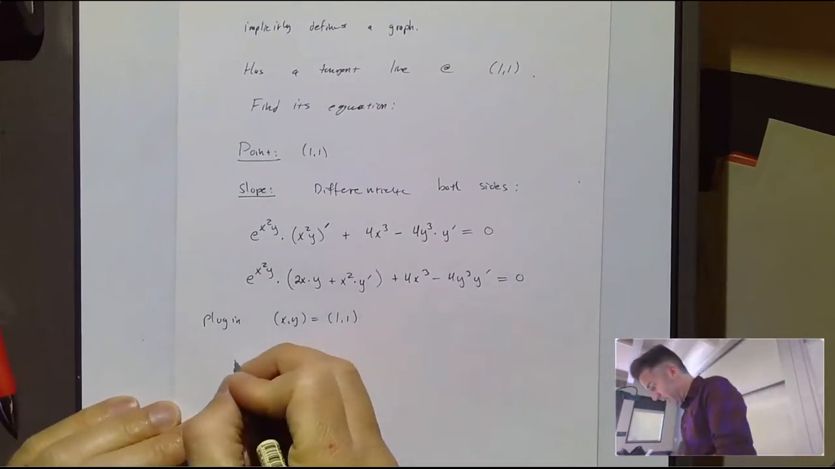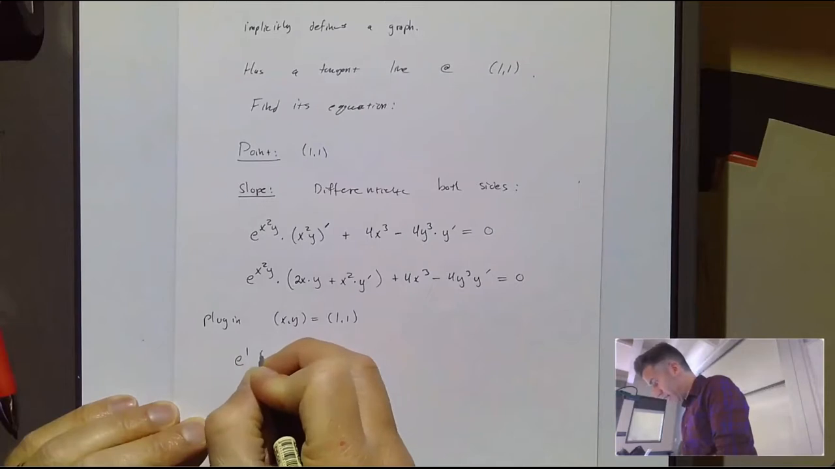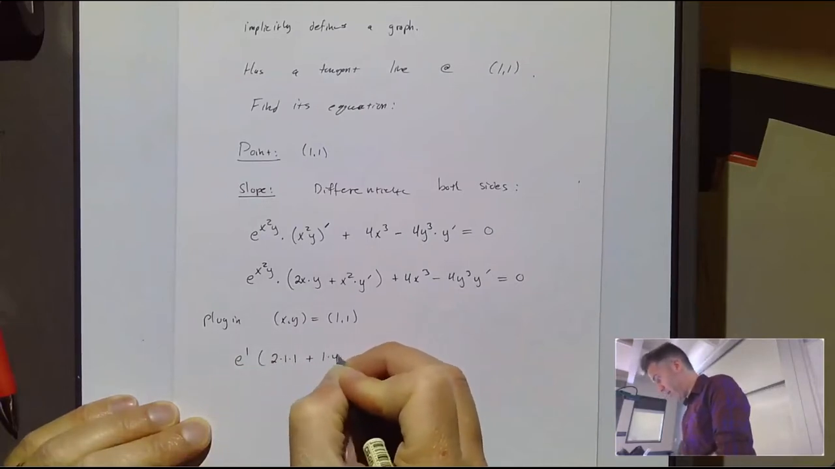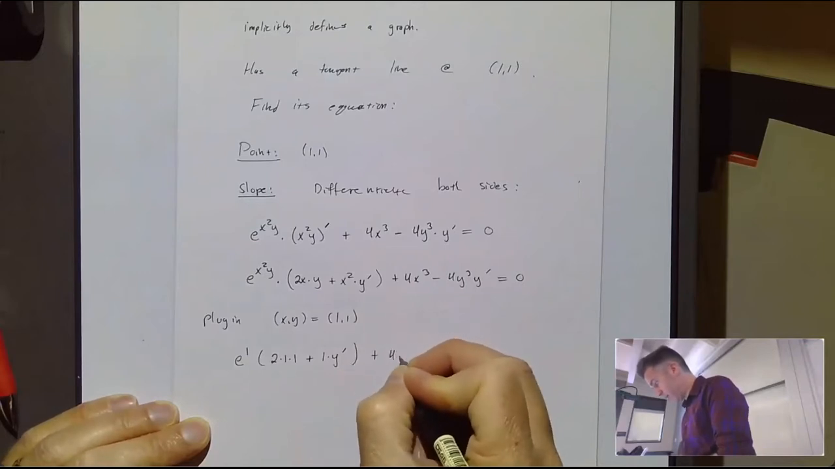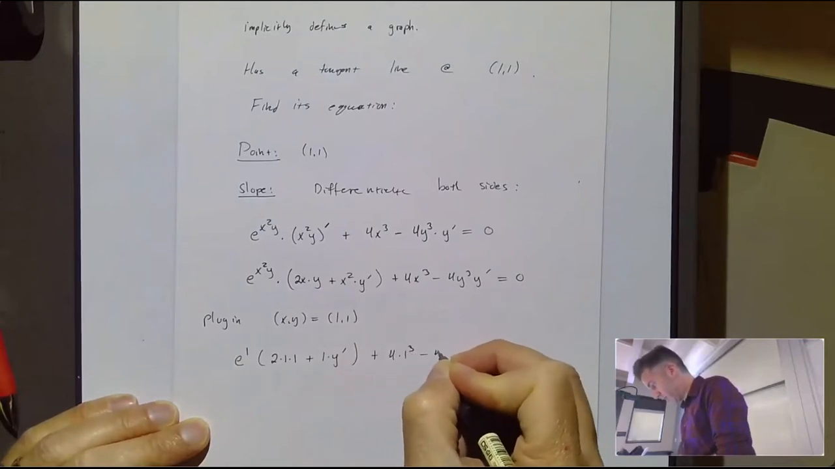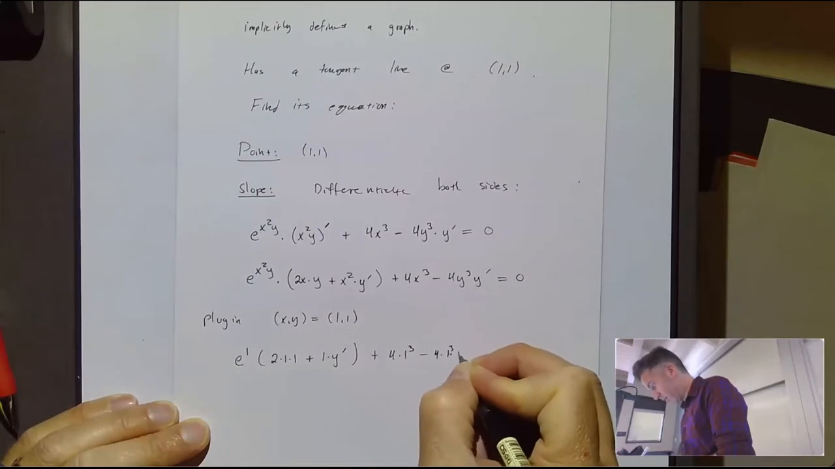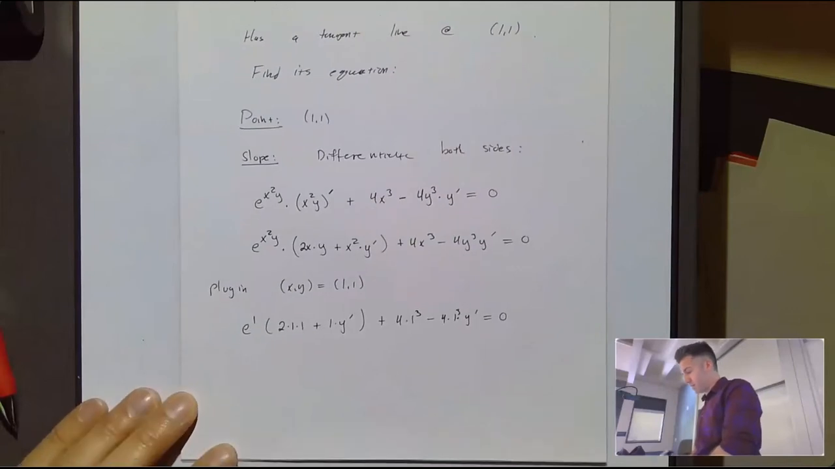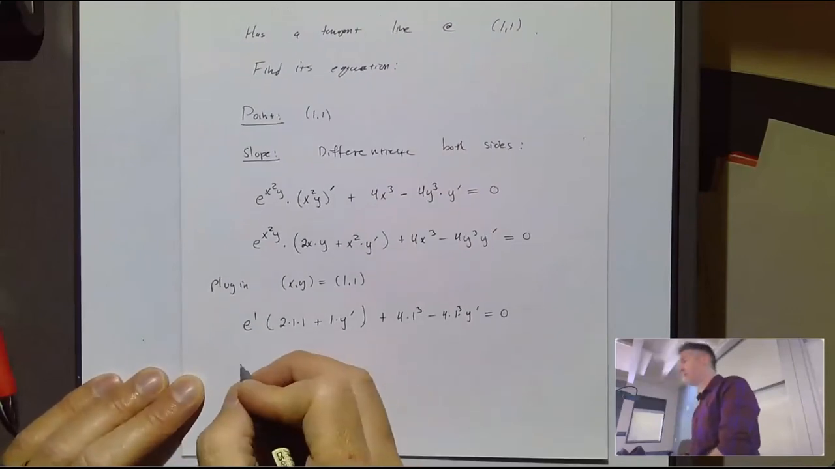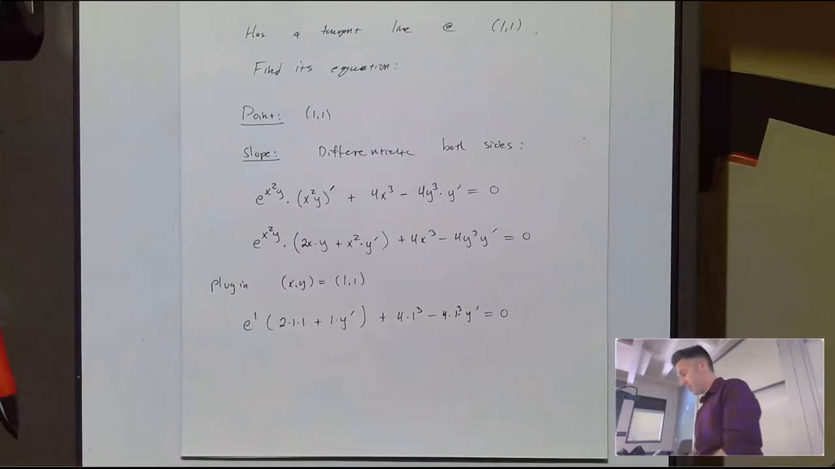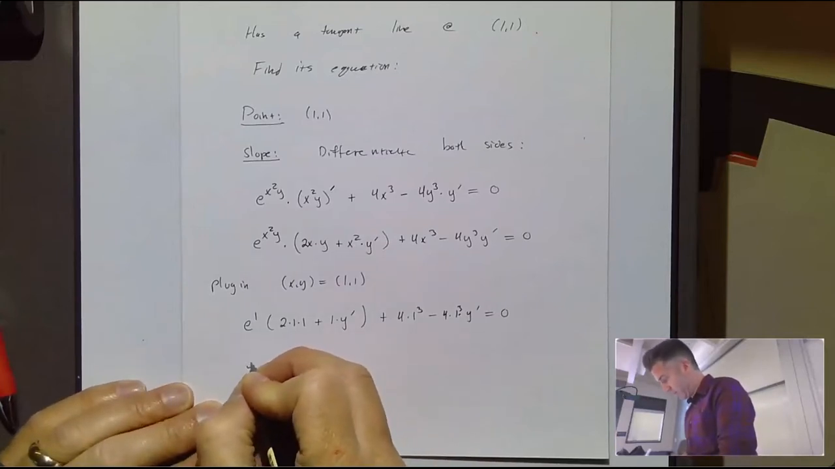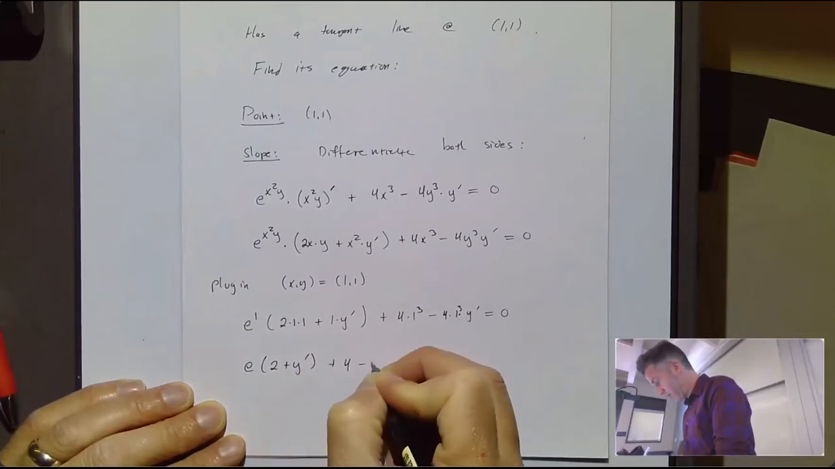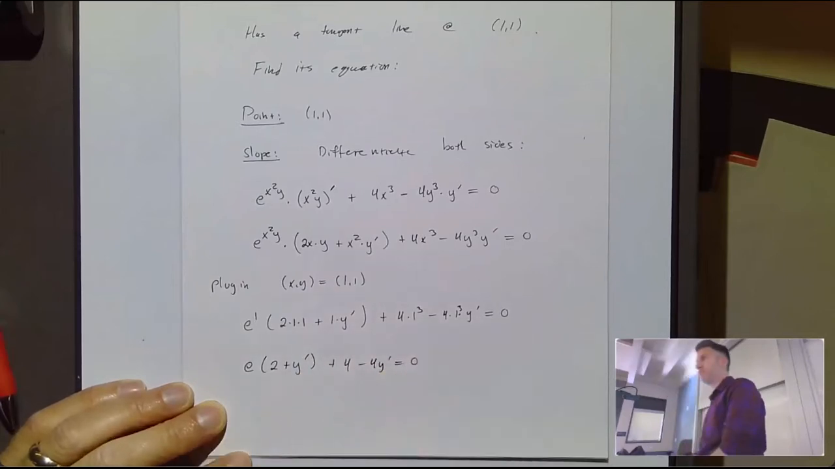So I'm going to get e to the 1 times 2 times 1 times 1 plus 1 times y prime, plus 4 times 1 cubed minus 4 times 1 cubed times y prime equal to 0. And now I'm going to solve for y prime. So let's see. Simplifying this, really, if you were doing this, you probably would have just said e times 2 plus y prime, plus 4 minus 4y prime equal to 0.